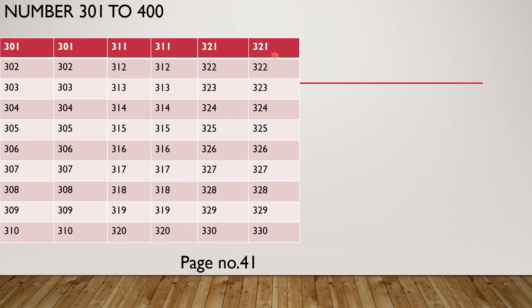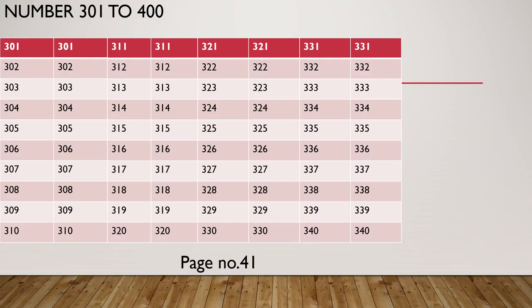321, 321, 322, 322, 323, 323, 324, 324, 325, 325, 326, 326, 327, 327, 328, 328, 329, 329, 330, 330. Next is 331, 331.